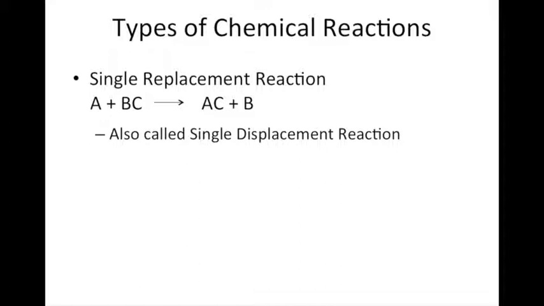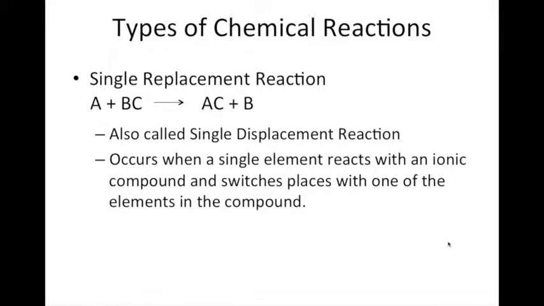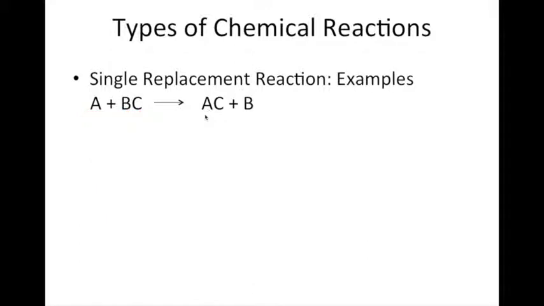Single replacement reactions are sometimes called single displacement reactions. And they occur when a single element reacts with an ionic compound. So BC would represent an ionic compound where B is the cation, C would be our anion. And essentially this single element switches places with one of the ions. So you can see here A plus BC, the A and the B switch places, and we form AC plus B. Let's look at a few examples to help illustrate single replacement reactions.